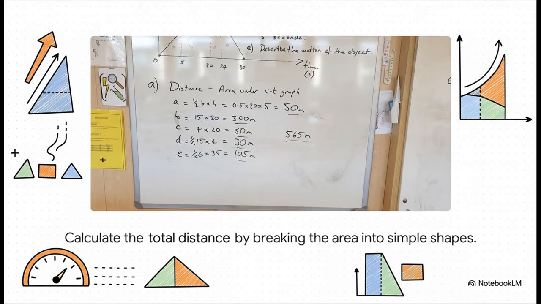So how do we actually do that? Well, check this out. For a journey with different parts, speeding up, cruising, slowing down, we can just break up the area under the graph into simple shapes we know, like rectangles and triangles. Then you just calculate the area of each of those little shapes, add them all up, and bam, you've got the total distance traveled. It's such a clever and simple way to solve what seems like a really complex problem. And this is used everywhere, from designing roller coasters to programming delivery drones.